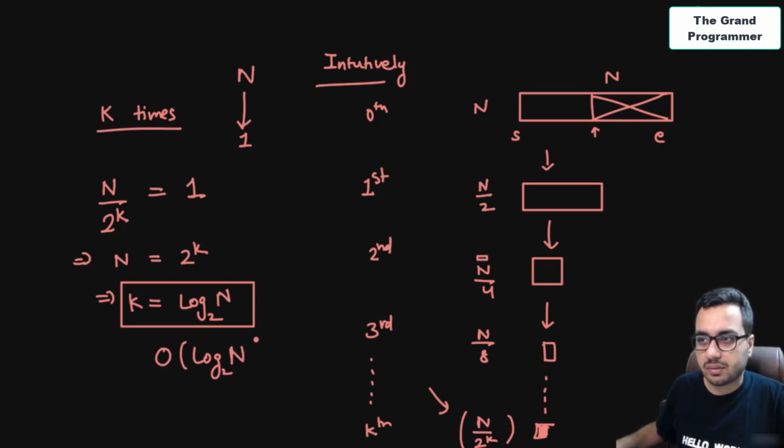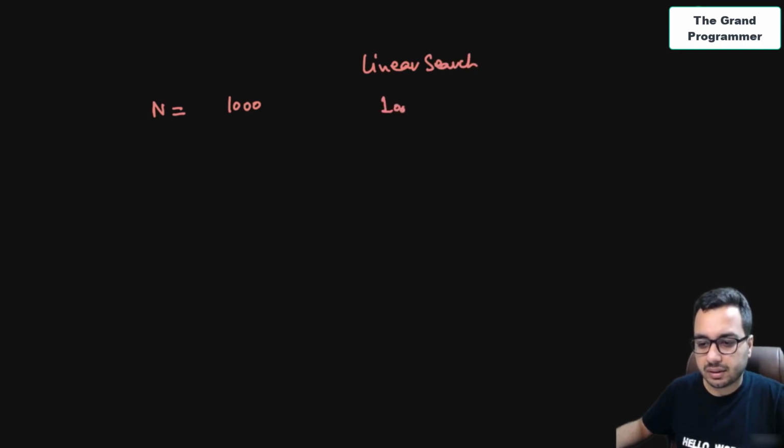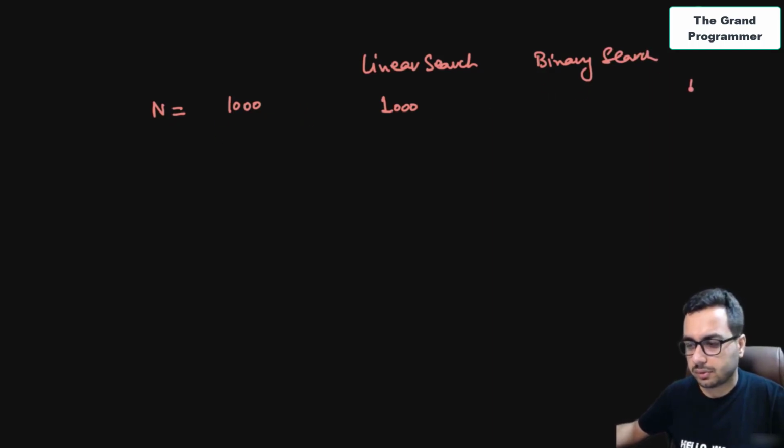So binary search is very fast because this log n complexity grows very slowly, and you can see if you have, let's say, n equal to roughly 1000, okay, and if you do linear search, then how many iterations is linear search going to take? Linear search is going to take 1000 iterations in the worst case, okay? But binary search is just going to take 10 iterations, okay? Or log of 1000 to the base 2. So this is going to be roughly approximately 10, okay?